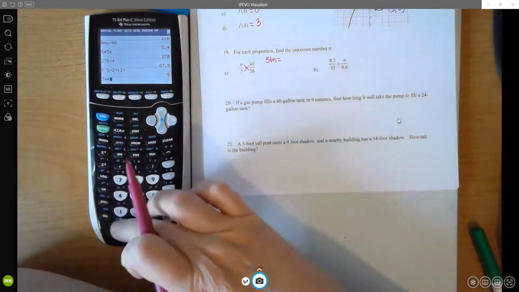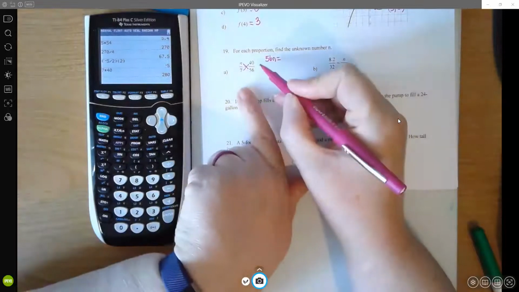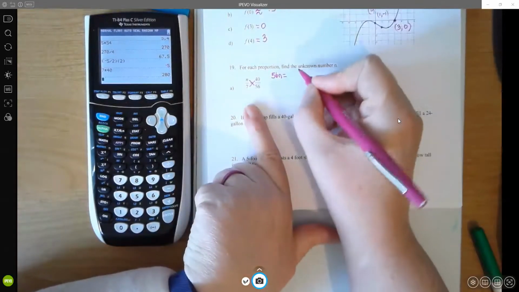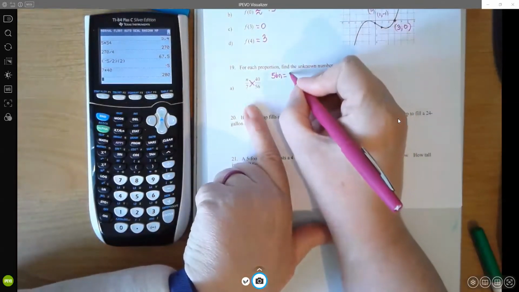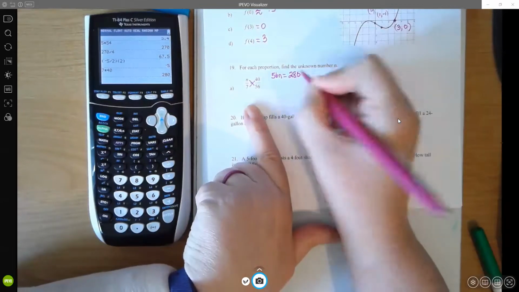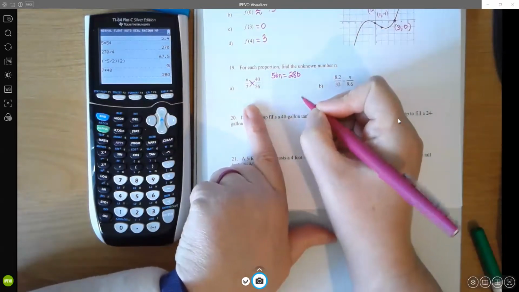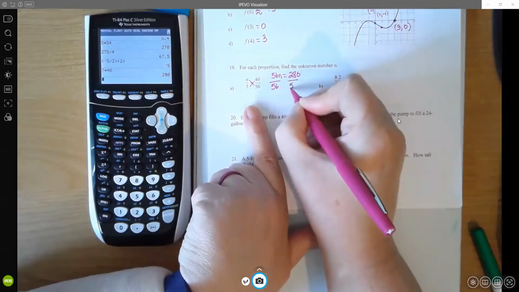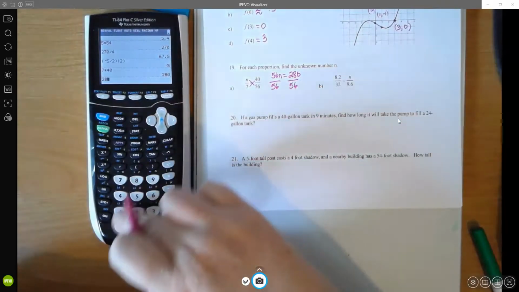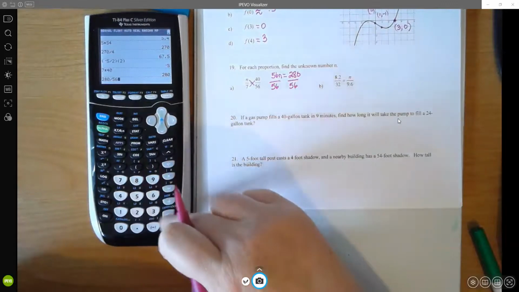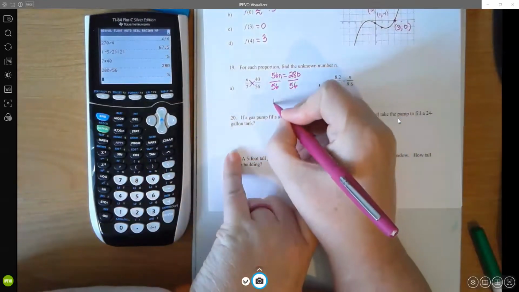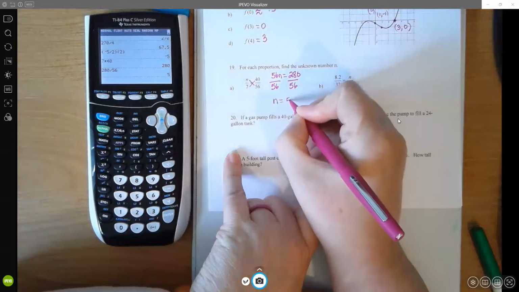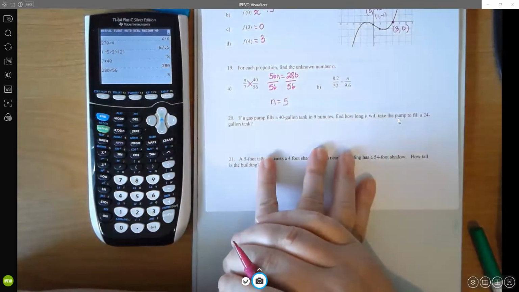7 times 40 is the other multiplication there, and 7 times 40 gives me 280. And then I'm going to divide both sides by 56. So that gives me 280 divided by 56. And that gives me n equals 5. And that is how you solve a cross multiplication or proportion problem.